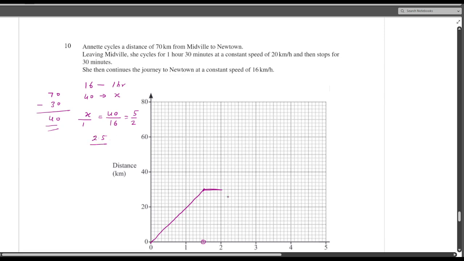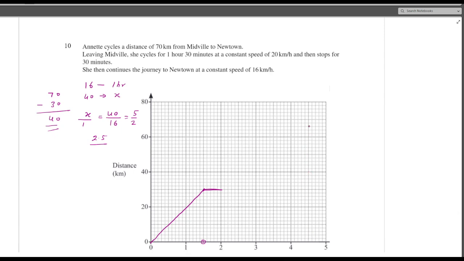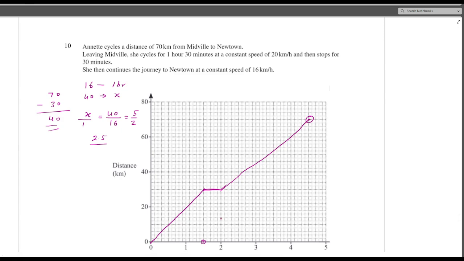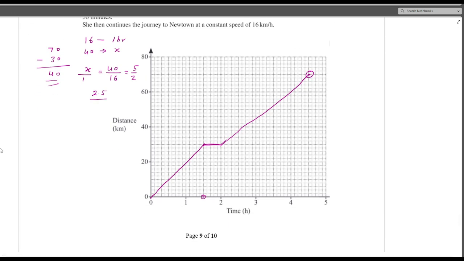So 2.5. So from 2 to 2.5 it is 4.5. Now in 4.5 I will cover a distance of 70 kilometers. So this is the point. Now I will join these 2 points. So this is your graph. Now understand what we did. We simply found out the distance based on the speed given to me. You know, speed is distance upon time. So using that formula, we can find out the unknown things.